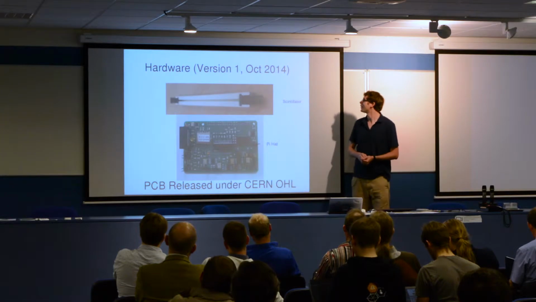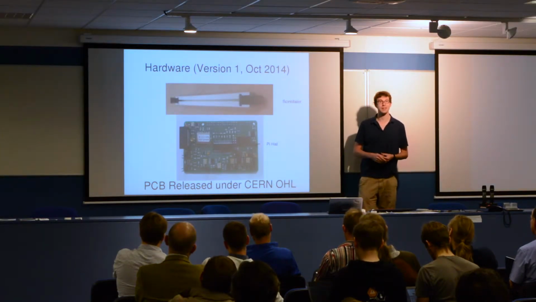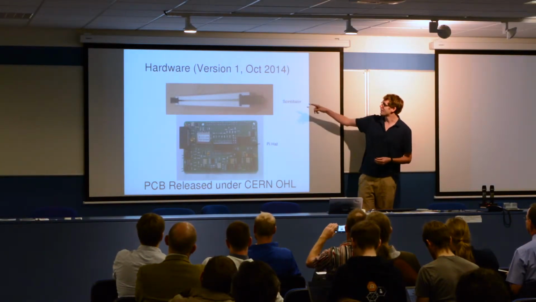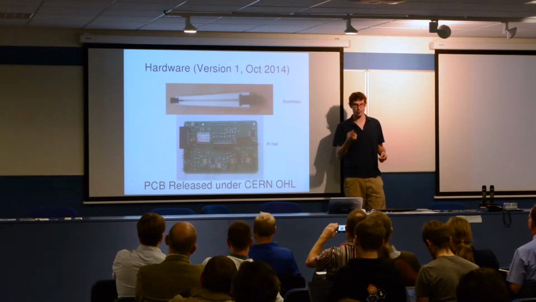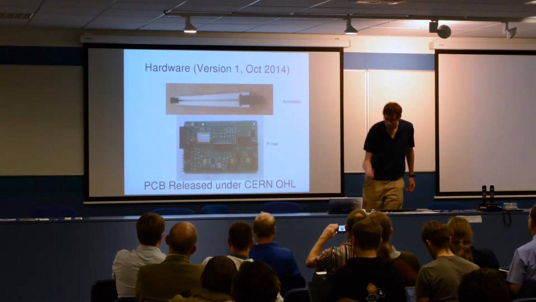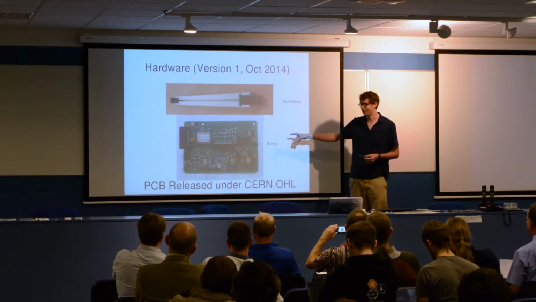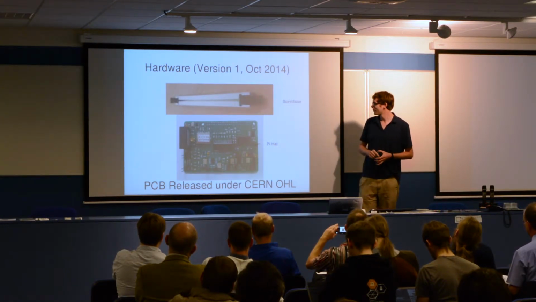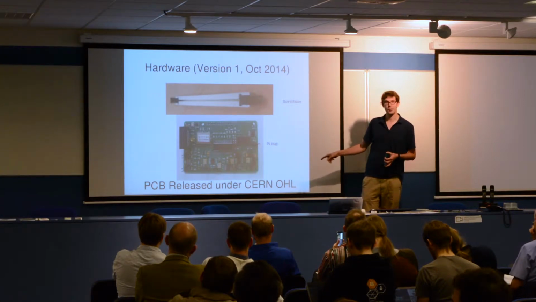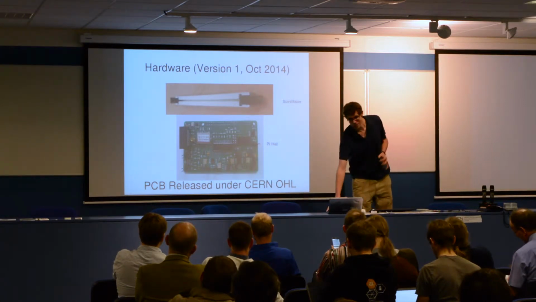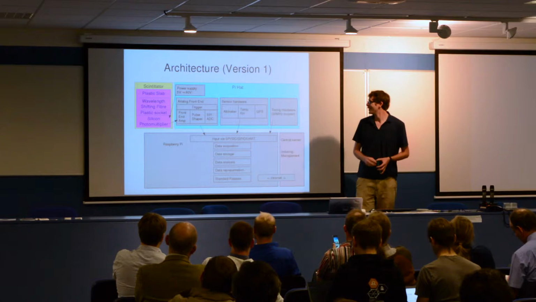This is pictures of our hardware version 1, which we did about this time last year. This isn't actual size. The scintillator is probably about the size of a pen like this. And then here's our Pi hat. Again, it's the size of the Pi hat. This has been released under the CERN Open Hardware license, but it's not really ready to go yet.